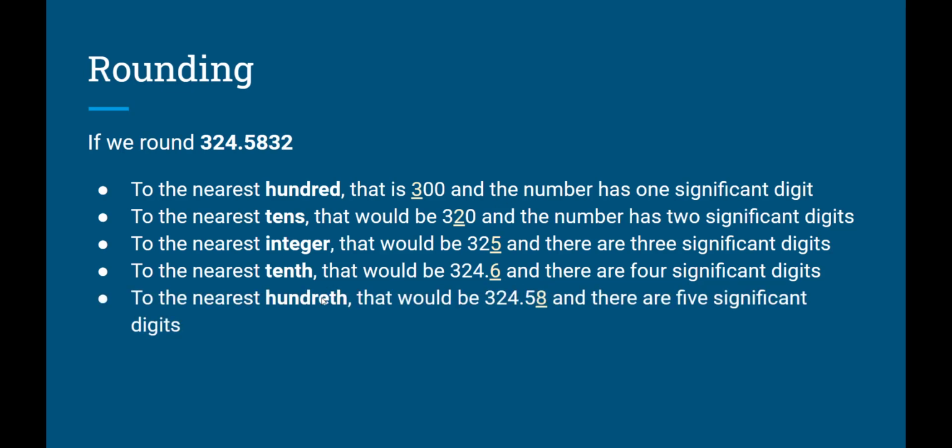To the nearest hundredth, we identify the 8. The 3 does not tell us to bump that number up. Therefore, we've rounded this number to 324 and 58 hundredths. This number has 5 non-zero digits. Therefore, it has 5 significant digits.